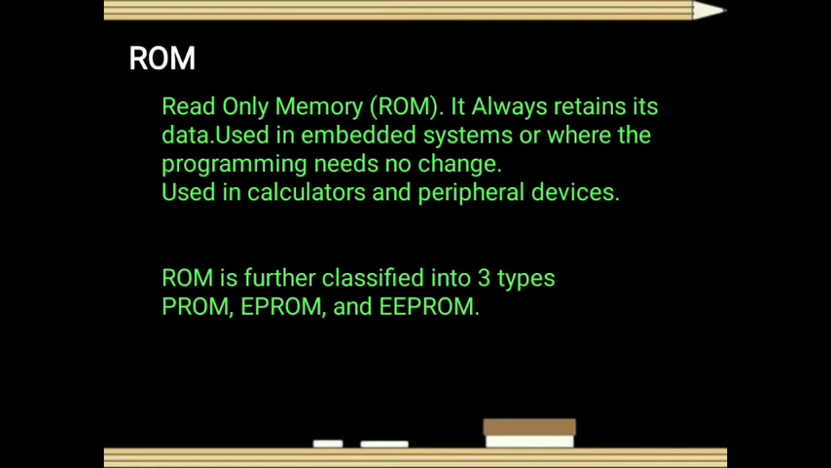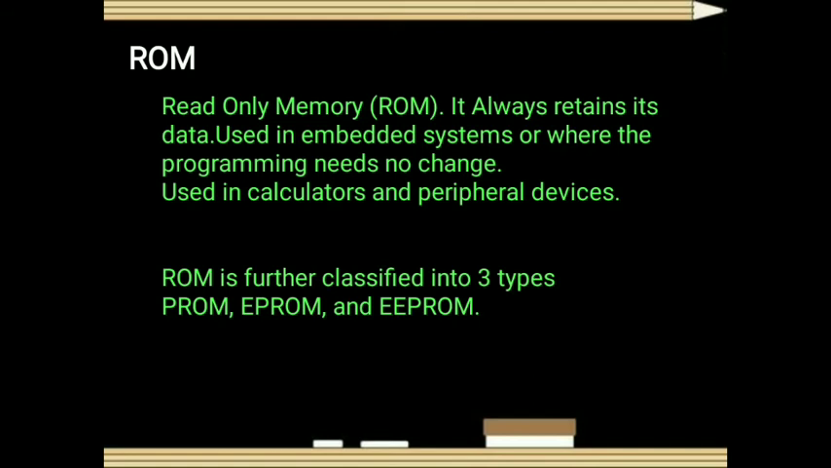It is slower and cheaper than RAM. The data in ROM can only be read by the CPU. That's why it is said to be read-only. ROM is used in embedded systems or where the programming needs no change, such as calculators and peripheral devices.